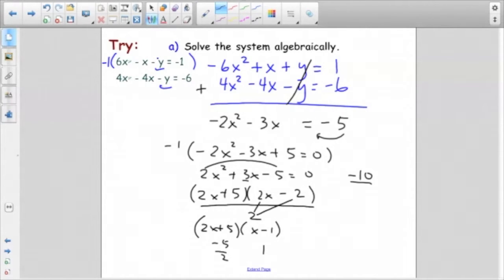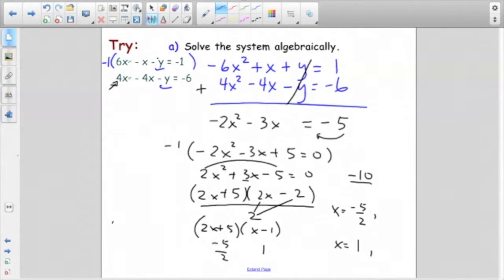So now we know our x's are negative 5 over 2, and the other x is 1. Now to get the y's, I need to substitute them into one of the systems. So I substituted into the first one. So let's do the second one. Let's substitute into this one. It doesn't really matter which one you substitute it.